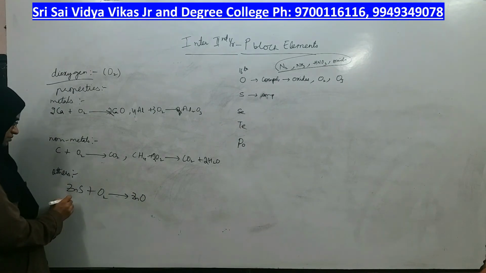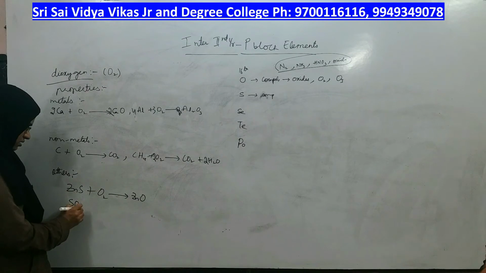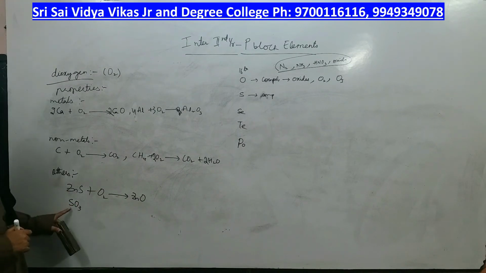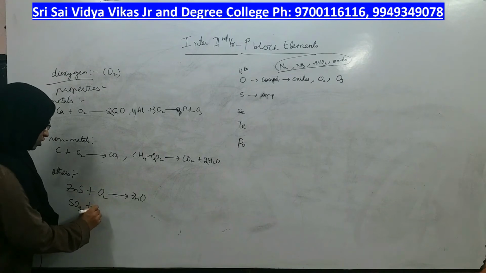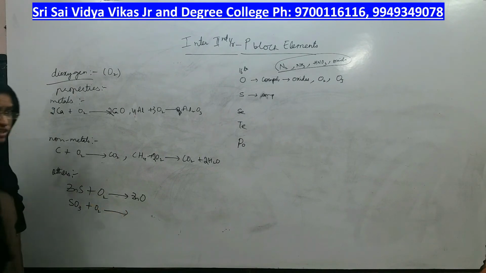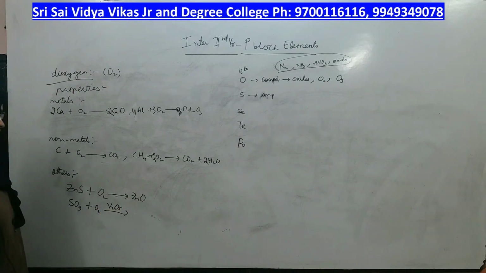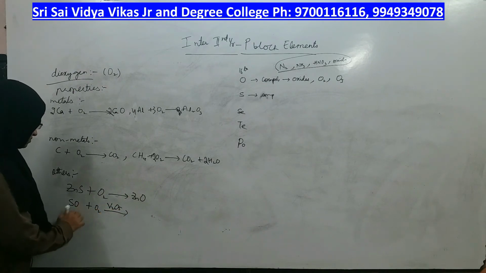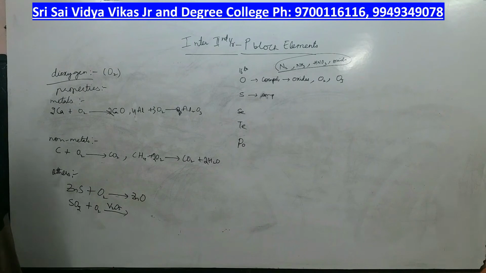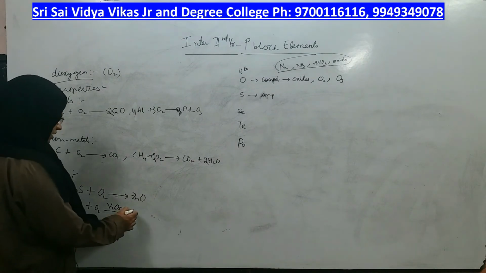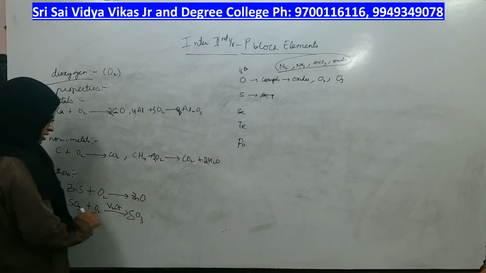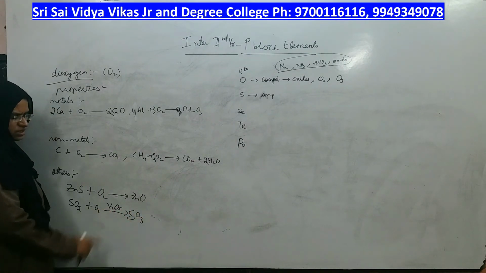Next is SO2. Right? This is a gas which reacts with oxygen but in the presence of catalyst V2O5 to give you what? SO3. During preparation of sulfuric acid we will come across this method. SO2 is oxidized to SO3 by dioxygen and catalyst is this.